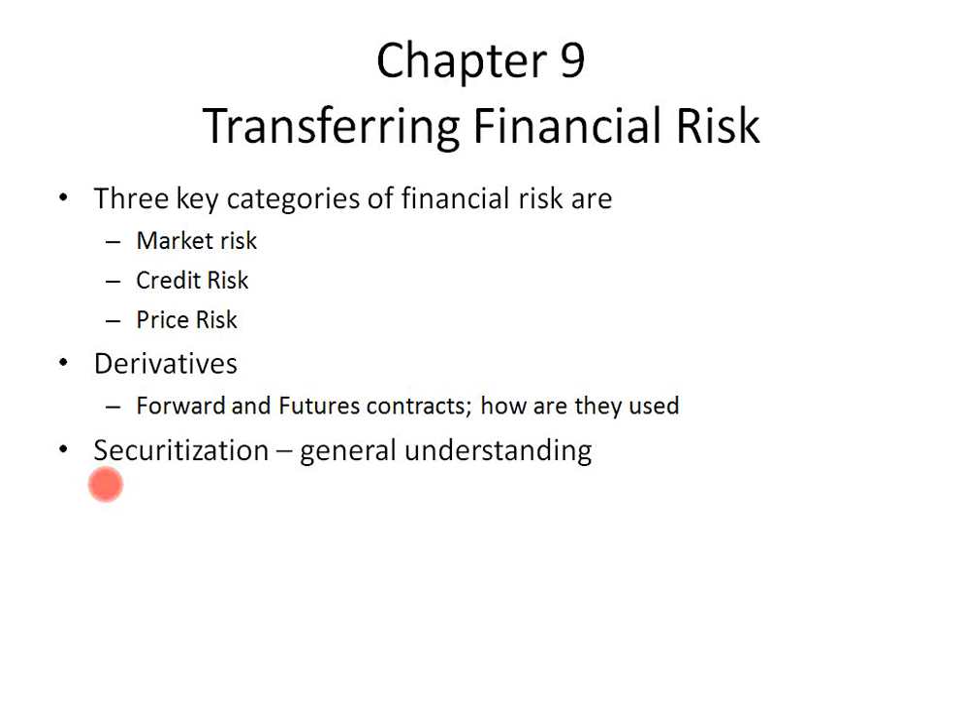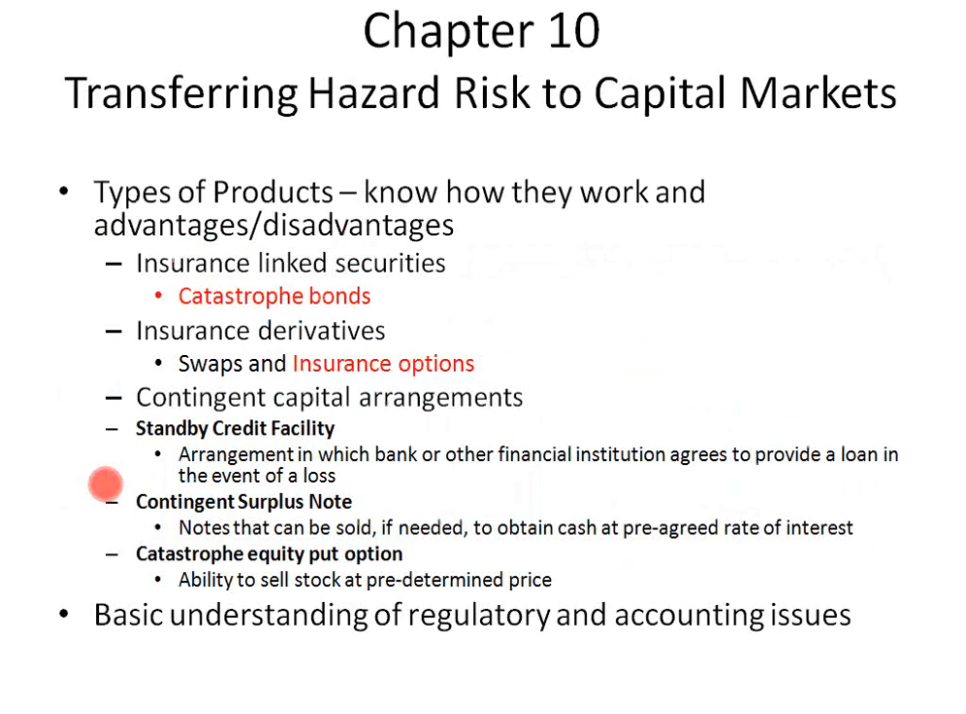So Chapter 9 is actually the shortest chapter because it really builds up to Chapter 10, which is more about using some of those things to transfer hazard risk to capital markets. The focus here is that you want to understand the types of products. When we talk about capital markets, you want to know how they work and the advantages and disadvantages of each.